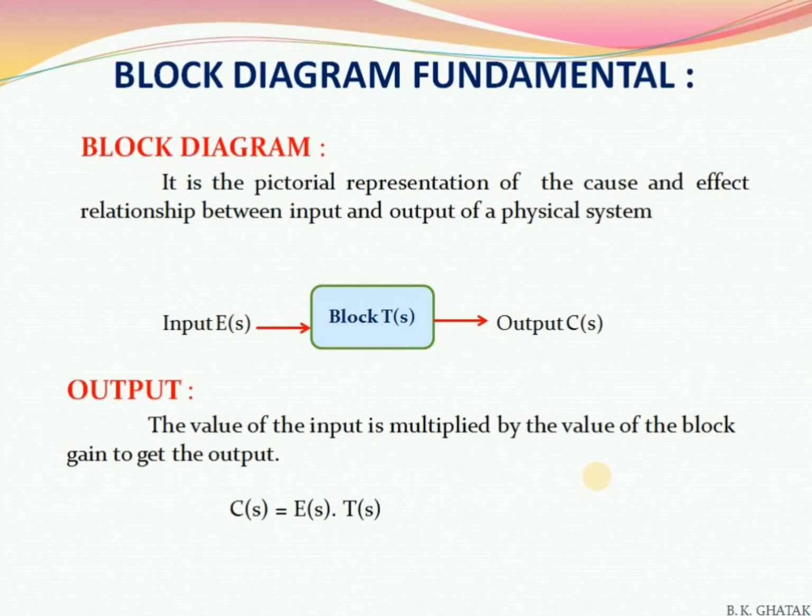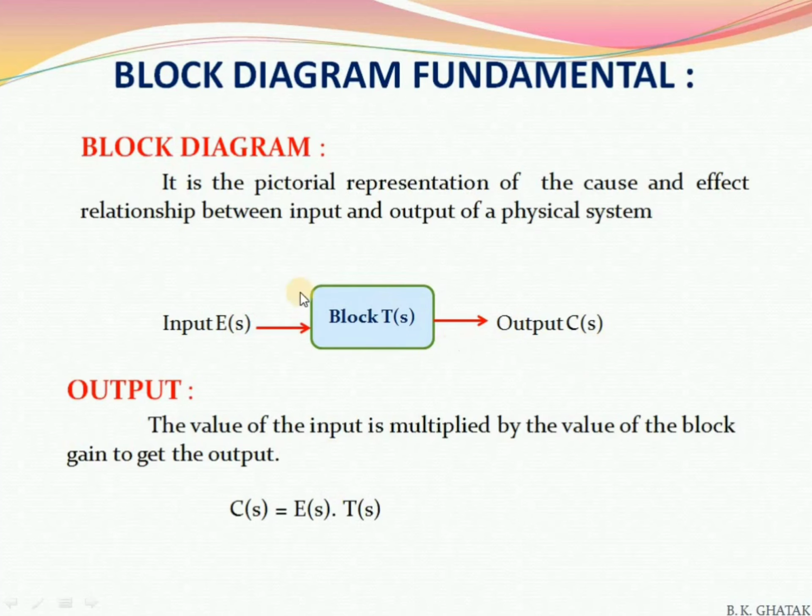Before that, we must understand the basic fundamentals of a block diagram. So what is a block diagram? It is the pictorial representation of the cause and effect relationship between input and output of a physical system. That means this is a block. A block has input signal as E(s) and it has the output signal as C(s). Clear? So what is output here?